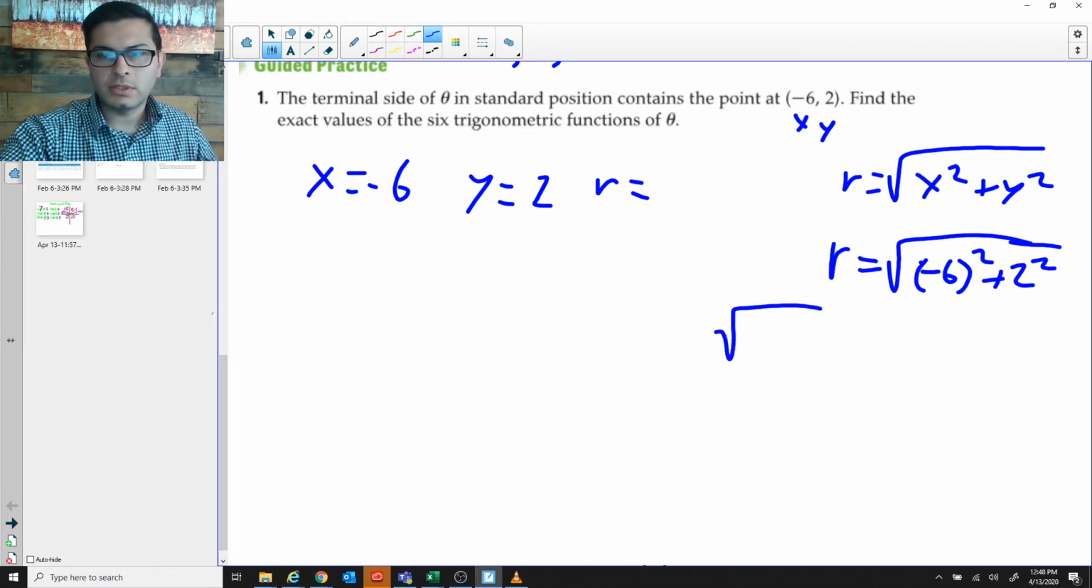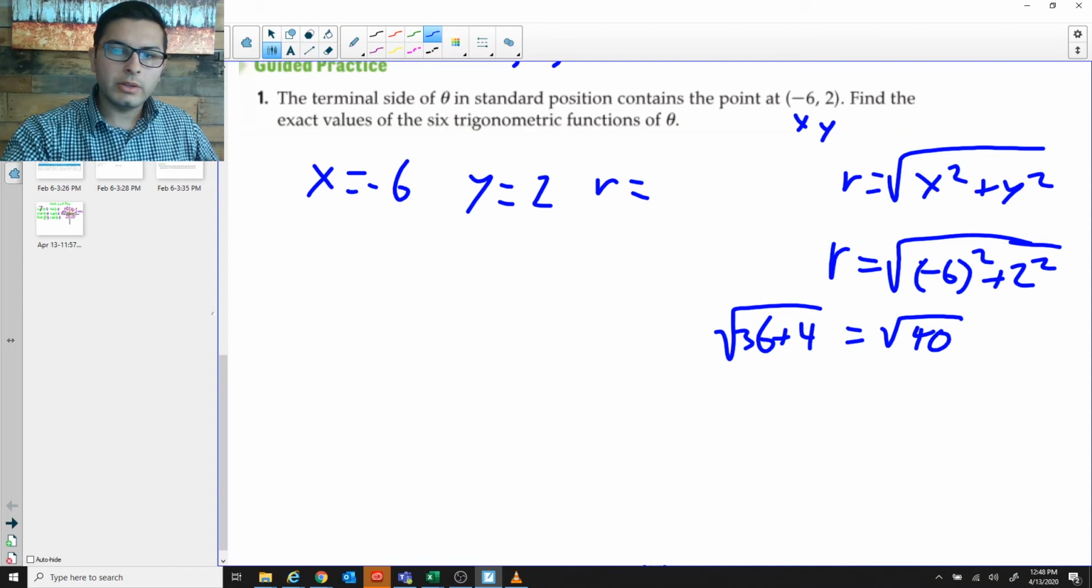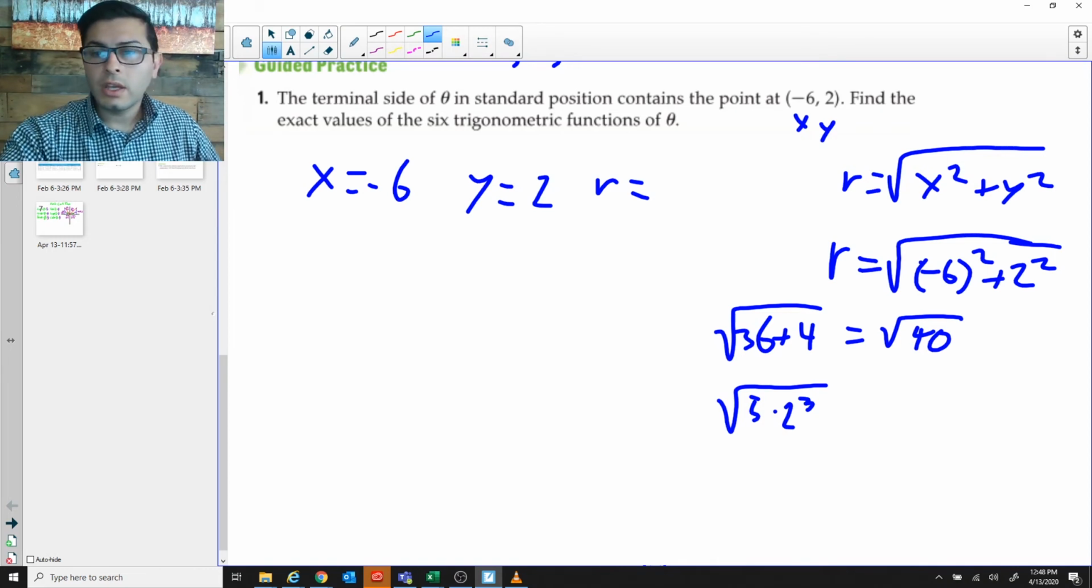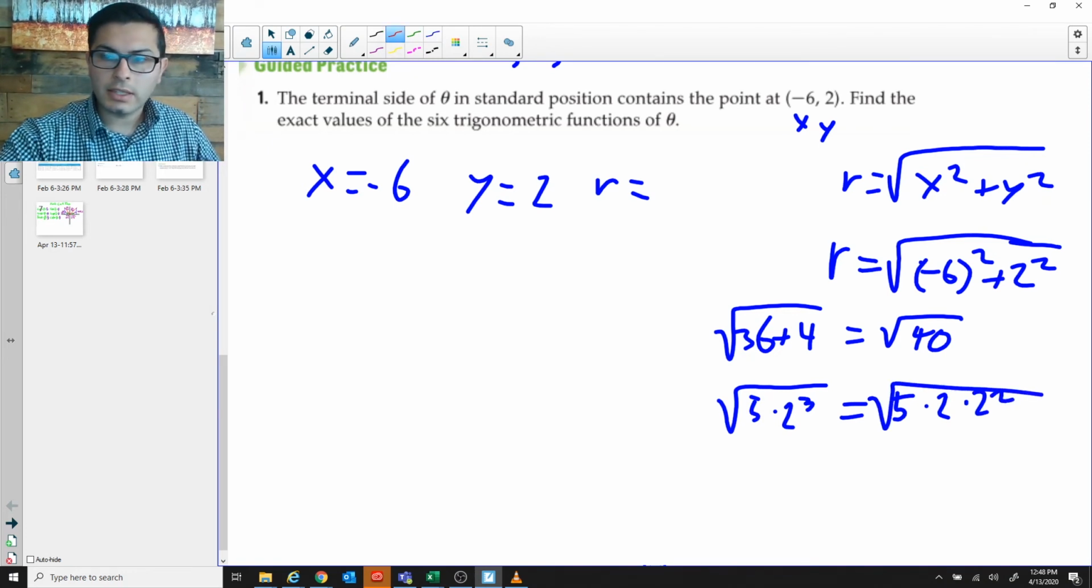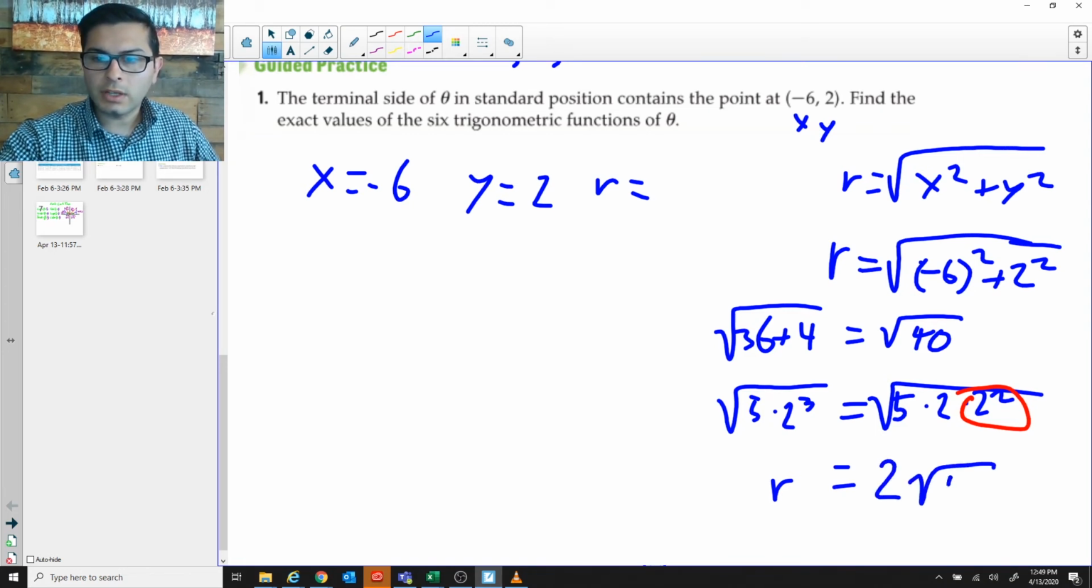So we're going to say 36 plus 4. So 36 is -6 squared, and 4 is 2 squared. So this will be the square root of 40. Now we're going to take the prime factors of 40 and put that under the square root instead, and this will be 5 times 2 to the power of 3, or 5 times 2 times 2 times 2. And then that will equal 5 times 2 times 2 squared. And that means that we could go ahead and take that nice little 2 squared out. So our final answer is going to be r equals 2 square root of 10.